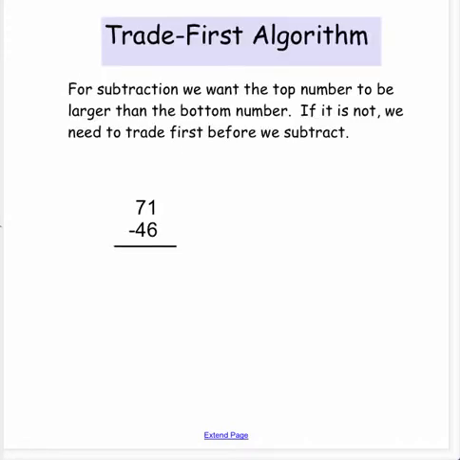We're now going to look at the trade first algorithm for subtraction. For subtraction, when we use this method, we want the top number to be larger than the bottom number. If it's not larger than the bottom number, we have to make a trade first before we can subtract the numbers. We're going to see an example of this on the next screen.